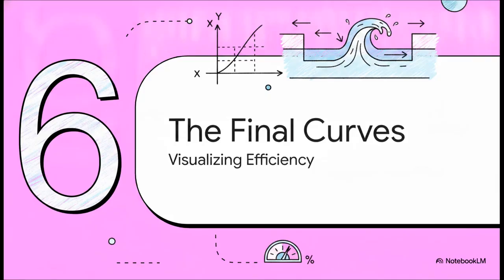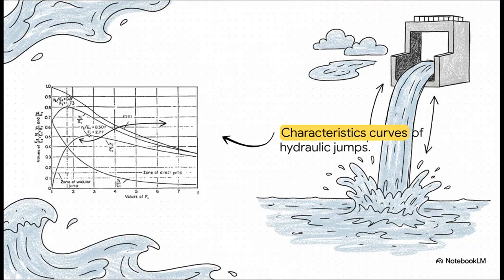Finally, Section 6, the final curves. These characteristic curves are where we turn our raw data into a real, predictive tool. Notice the curve representing E2 over E1, that's the energy efficiency of the jump. See how, as the Froude number on the bottom axis increases, that line slopes downward? That perfectly illustrates that the stronger the jump, the less energy remains downstream.